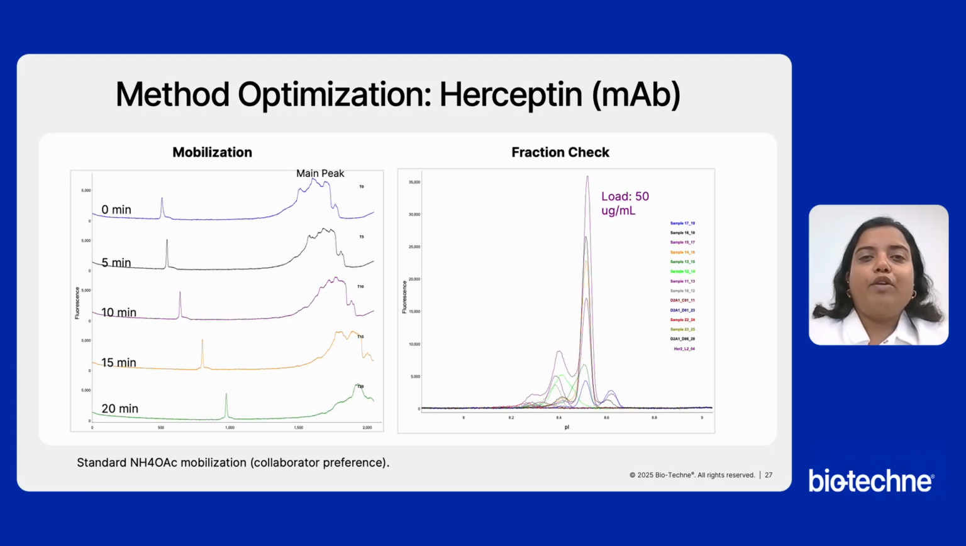Here is an example of another mAb, Herceptin, a monoclonal antibody that targets the HER2 receptor, inhibiting the downstream signaling and activating immune-mediated cytotoxicity, indicated for HER2 positive breast and gastric cancer. Here, we successfully did the method optimization for fractionation using the standard ammonium acetate as the mobilizer buffer. As you can see on the figure on your left, it shows the mobilization of the peak, and on the right, the overlay of all the fractions that were collected.